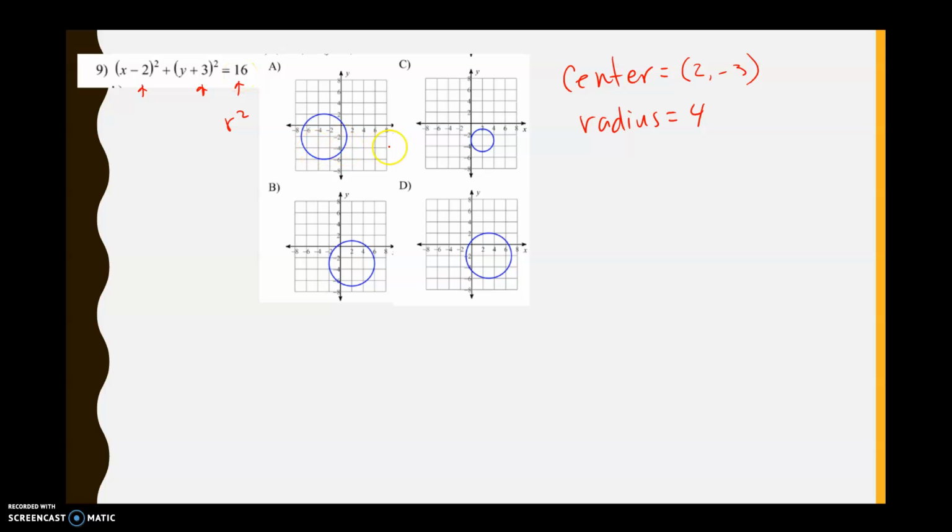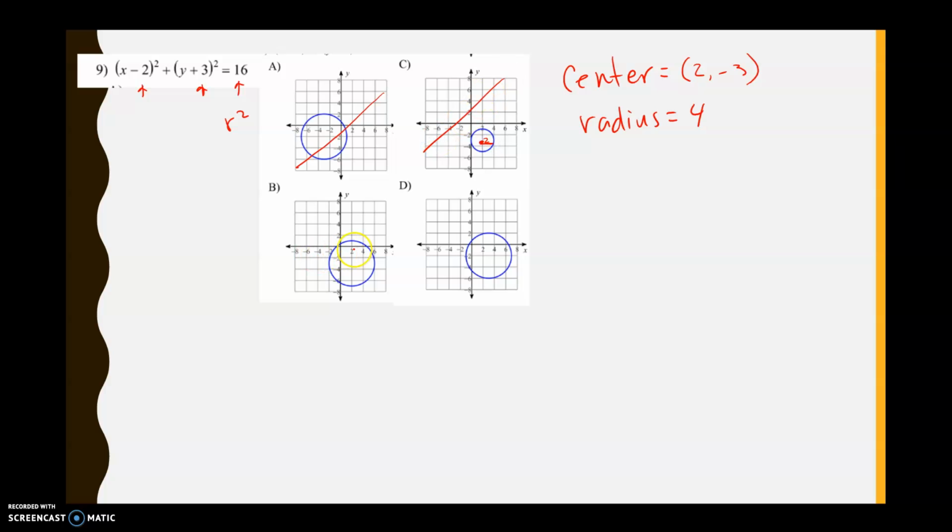So where is my center at, 2, negative 3? So it's not this one. Over 2, negative 3 would be right here. Okay, so these go by increments of 2. So positive 2, negative 3 would be right here. But I have a distance of 2. Again, these go by increments of 2 here. So I'm going from 2 to 4, which means this has an increment of 2. So it's not this one.